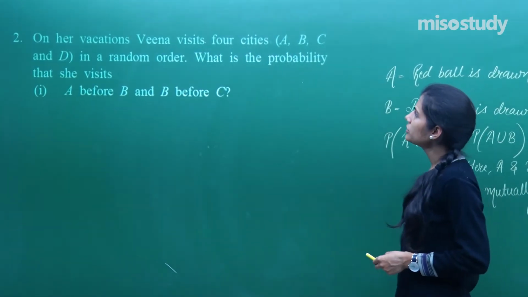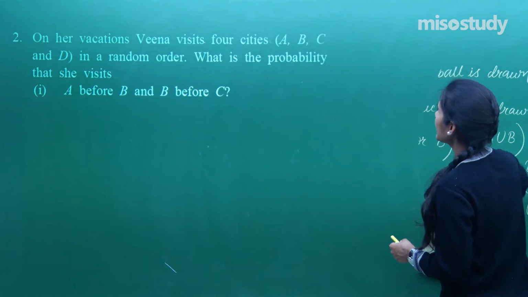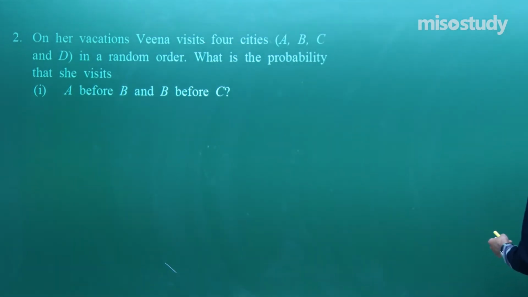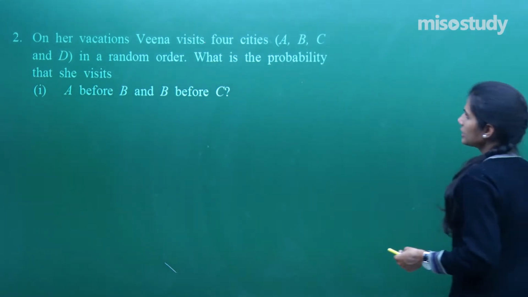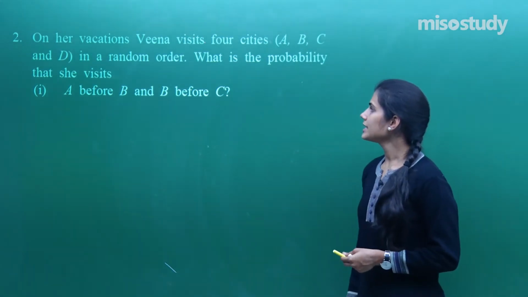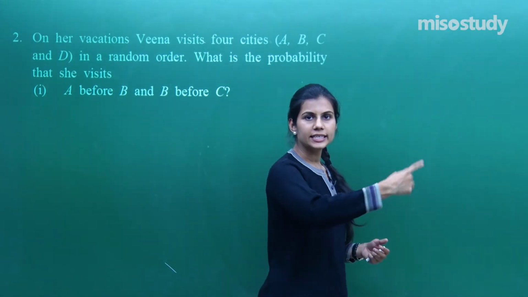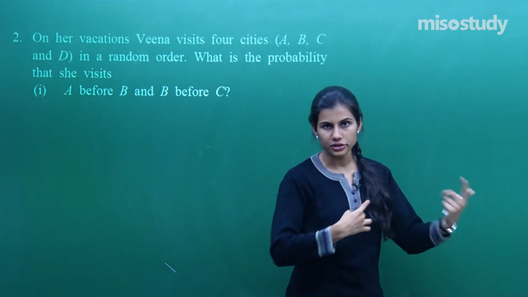On her vacations, Veena visits 4 cities, A, B, C and D in a random order. Okay. So she is visiting these 4 cities. What is the probability that she visits A before B and B before C? Now see, there are 4 cities A, B, C, D. Veena is visiting them in random order.